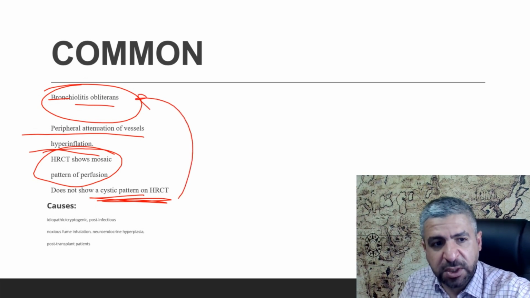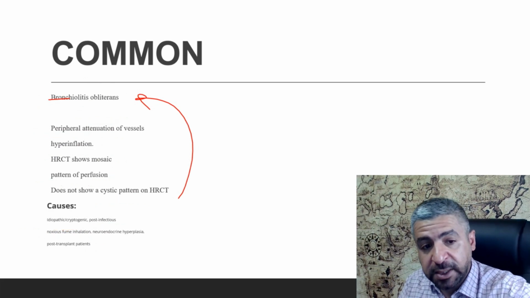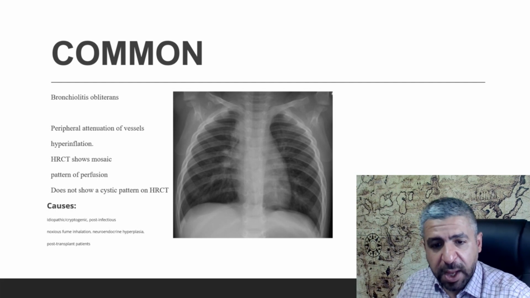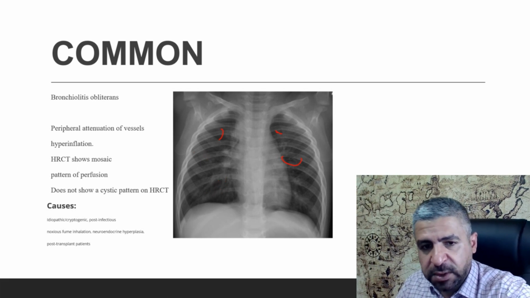What are the causes of bronchiolitis obliterans? How can a person get that? First, you have idiopathic or cryptogenic or post-infectious, sometimes noxious fume inhalation, neuroendocrine hyperplasia, and in post-transplant patients. So, for example, let's see this. If you look carefully here, you can see some air trapping here and there. It looks like faint, small cysts.